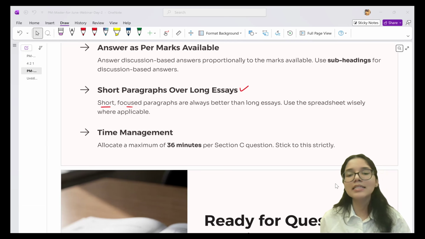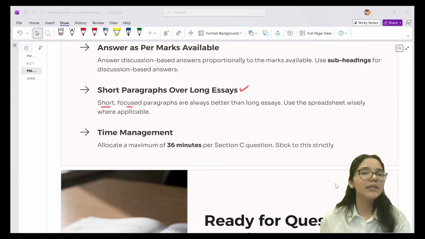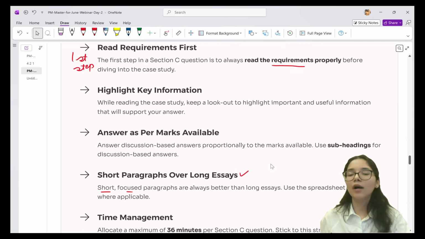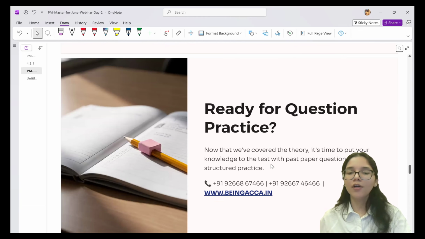We have to strictly stick to this time management requirement. If we don't, then we can mess up the paper, we can mess up on the other requirements. So these are some of the things I want you to remember while you are at a section C question. Are you all with me till here? Are we now ready for a question practice?